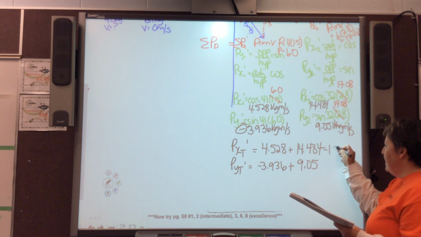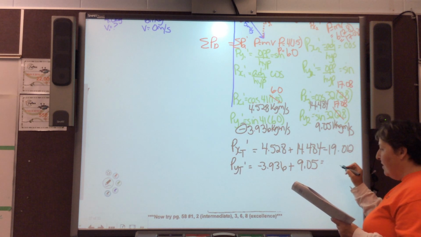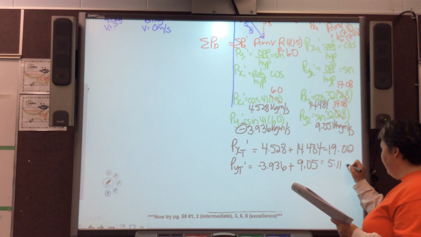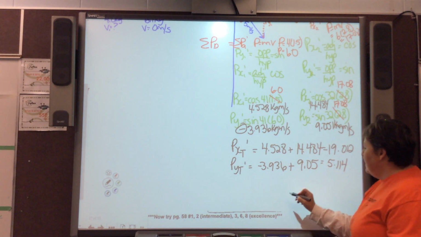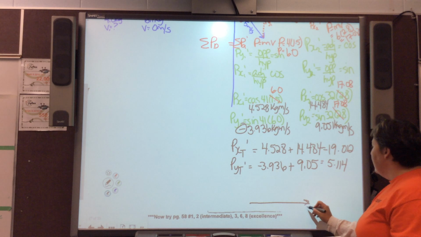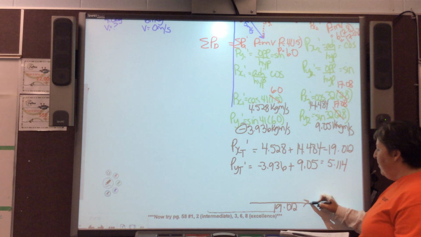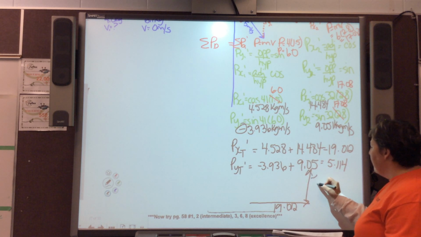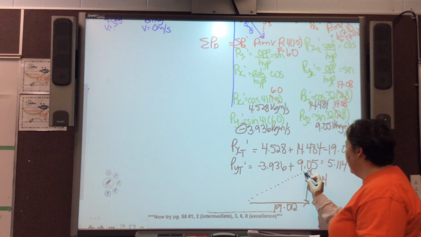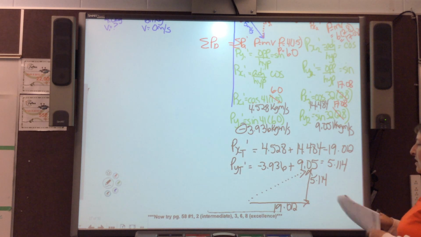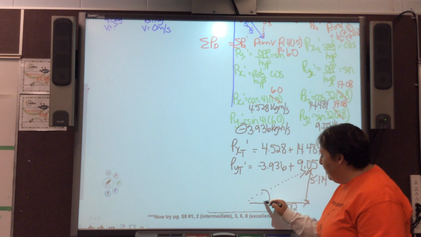I have 19.012 and here I have 5.114. So our new triangle looks like this. In the X, it's in the positive direction at 19.012, and 5.114 is positive, so it's going up. So the overall collision moved this way, to the northeast. So we're looking for this angle here.